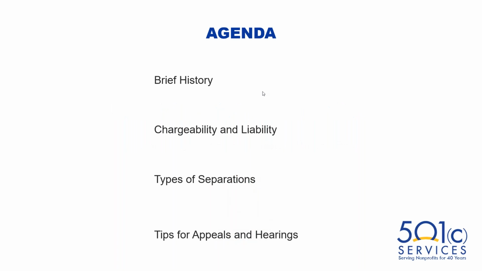All right, so let's go through the agenda real quick. First, we're going to start with just a quick history lesson because we need to understand the foundations of how the unemployment system was built. Then we'll talk a little bit about how the states determine chargeability and liability. Then we'll talk about the different types of separations and various adjudication strategies. And then last but not least, I'll give you a few tips for appeals and hearings.